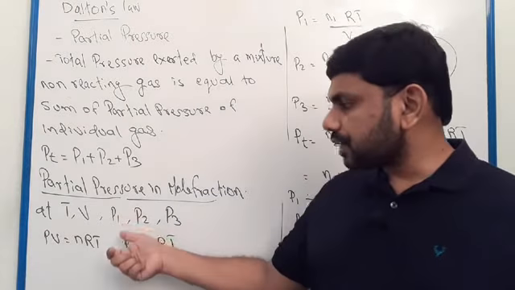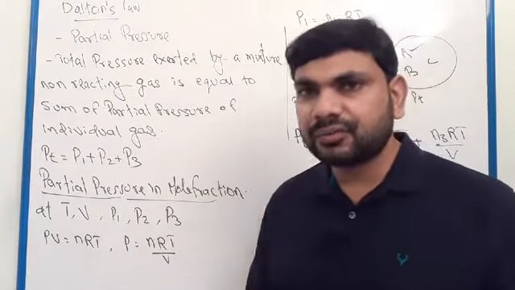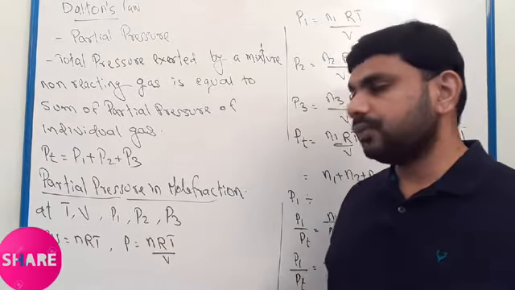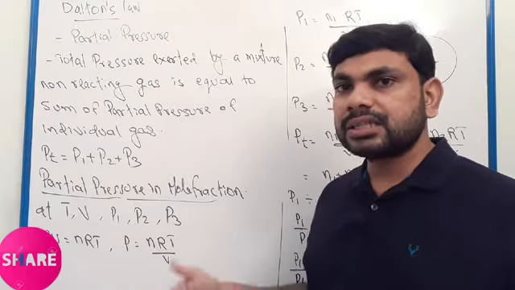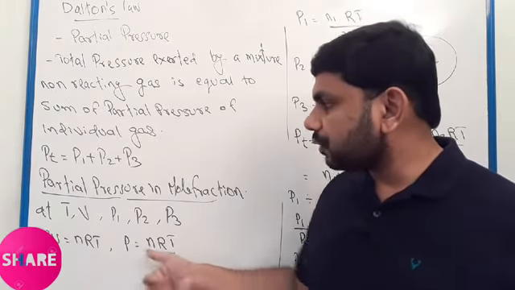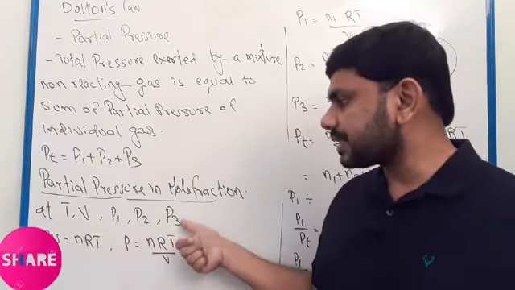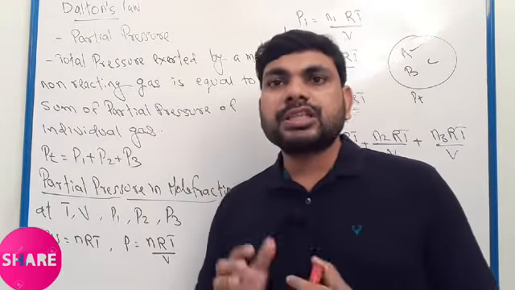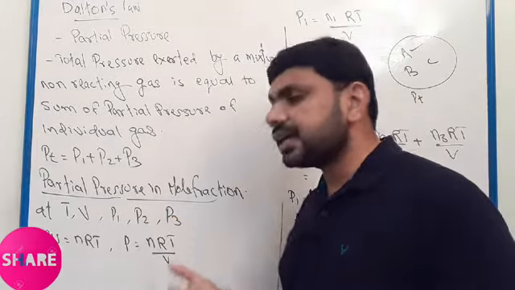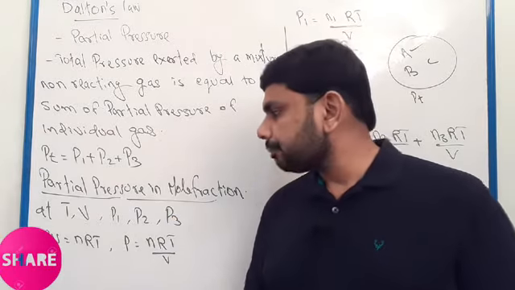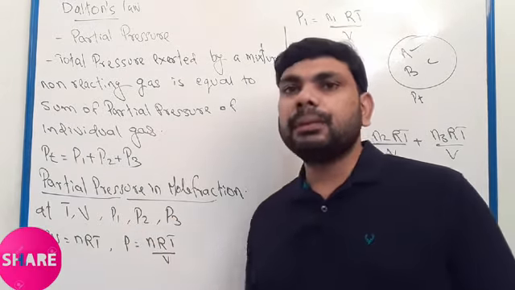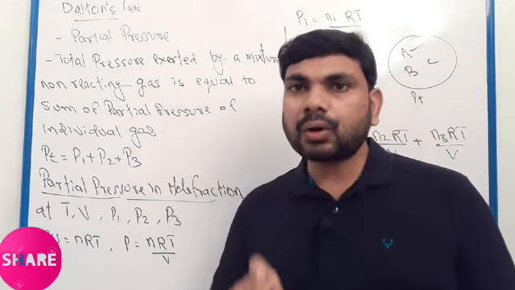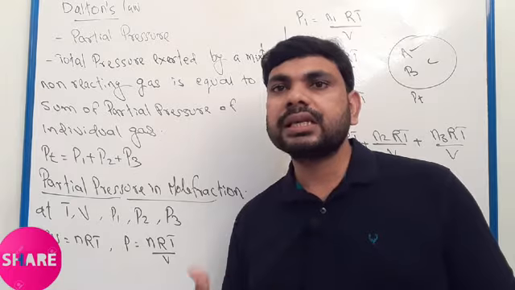We know the pressures for the three different gases are different, so we can say P1 equals n1RT divided by V. Temperature and volume are the same for all three gases, so there is no need to write T1 or V1. Only their n values will be different because they are different gases. R is also the same because it is the universal gas constant.